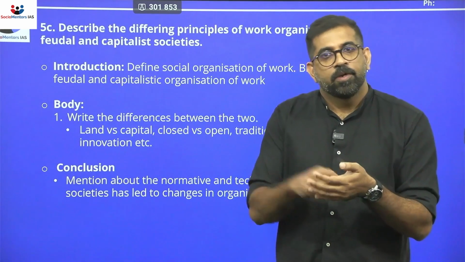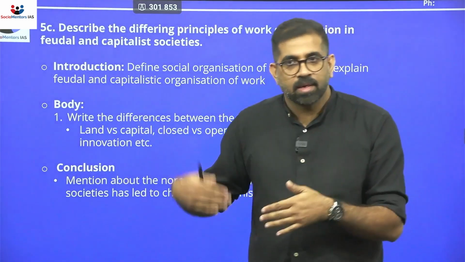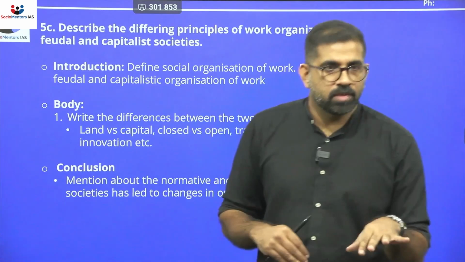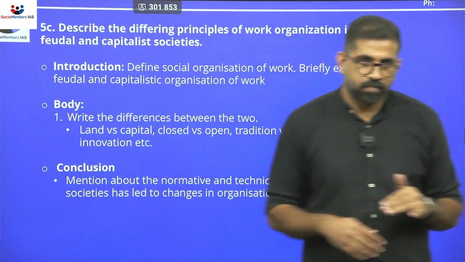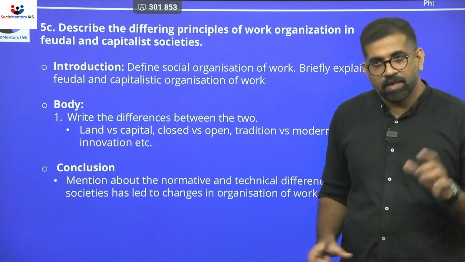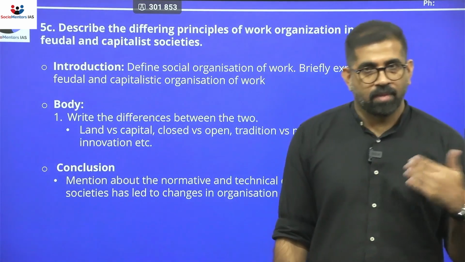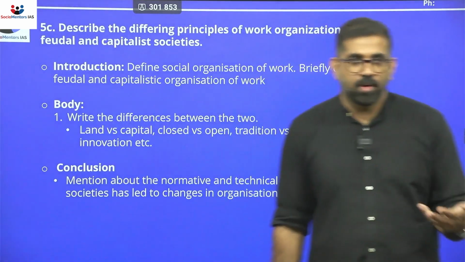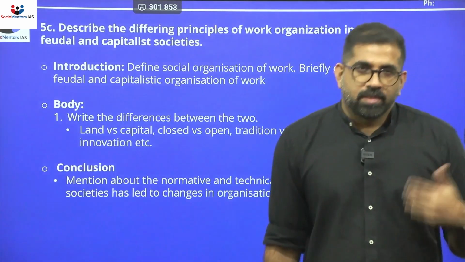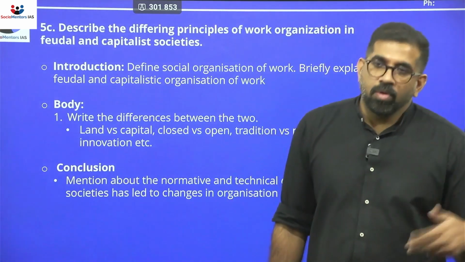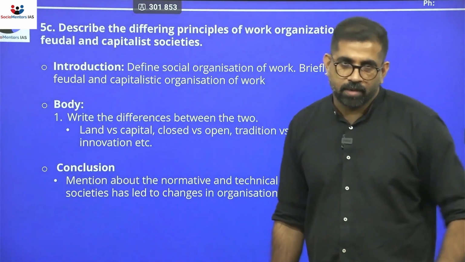And you can write that in capitalist organization of work, there is higher stress on innovation. On the other hand, when it comes to the feudal system, lower stress is laid on innovation. So likewise, you can mention each and every dimension and explain it. Or you can draw a table and do it. Both are fine. I'll suggest you draw a table and write the differences. Because from a presentation point of view, that will look better, and when it comes to visibility of the points also, that will be better.